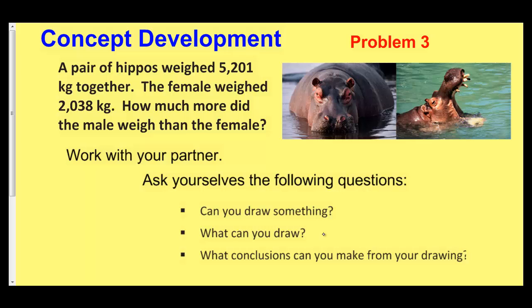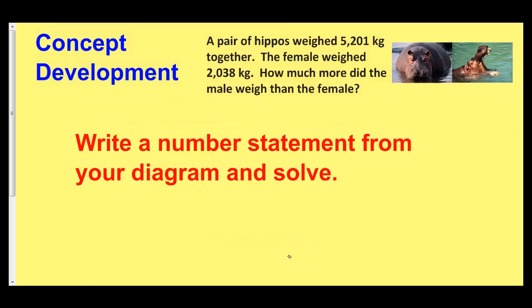Hippos weighed 5,201 kilograms together. The female weighed 2,038 kilograms. How much more did the male weigh than the female? So again, I want you to ask yourselves, can you draw something? What can you draw? And what conclusions can you make from your drawing? And I want you to write a number statement from your diagram to solve.